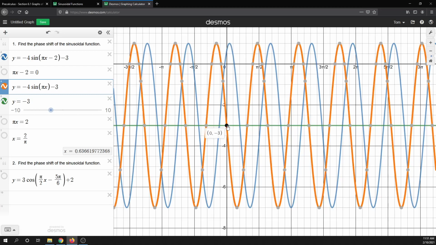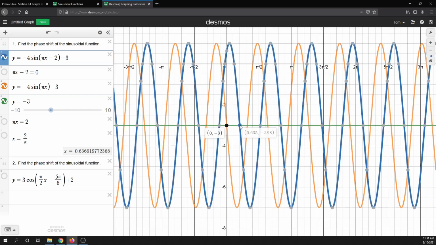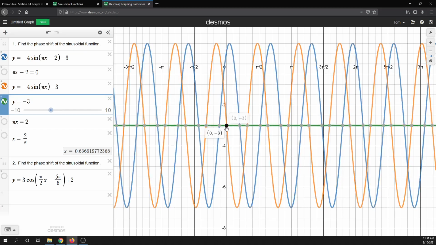So you can see, even though I know it's kind of crowded, if I look at this point right here, this starting point, this midpoint where it was at the midline and going down on the orange graph, that's the one with phase shift 0. What's ended up happening is that that point has been moved out over here on the blue graph. So by adding that minus 2 in on the inside, it shifted the graph 0.637 units to the right. And you can see that's what the phase shift is right here. So that starting point, so to speak, has been shifted this distance to the right. Okay.